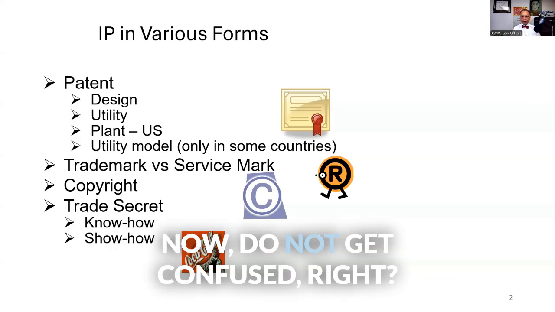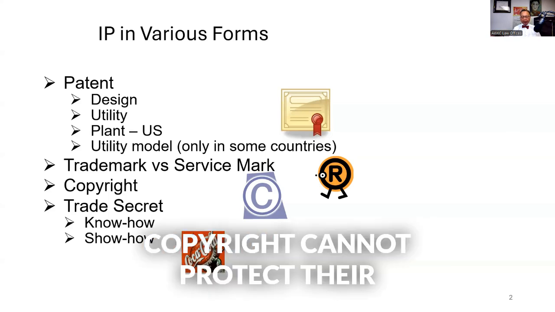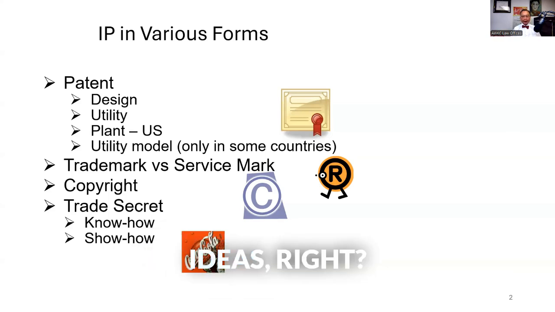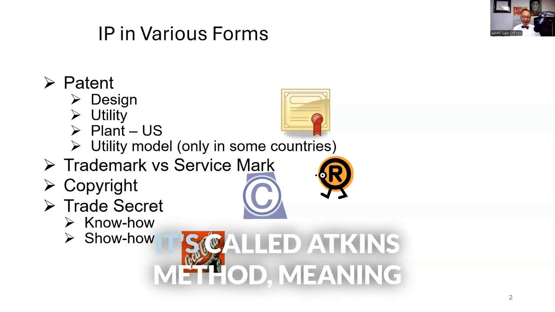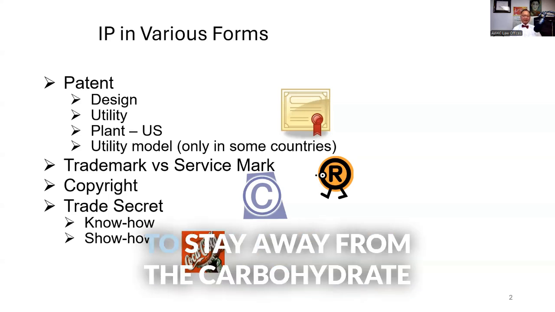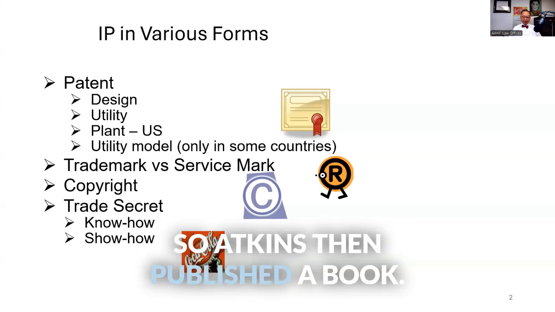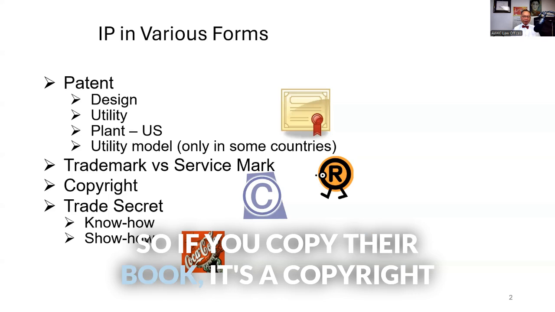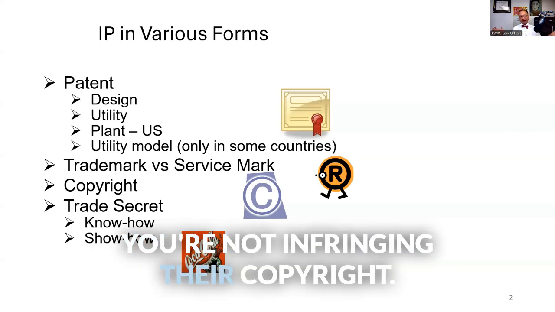Now, do not get confused, right? Patents protect your enabling idea. Copyright cannot protect ideas, right? There's a very well-known way of losing weight called the Atkins method, meaning stay away from carbohydrates and so on. Atkins ended up publishing a book. If you copy their book, it's a copyright infringement. But if you practice the method, you're not infringing their copyright.